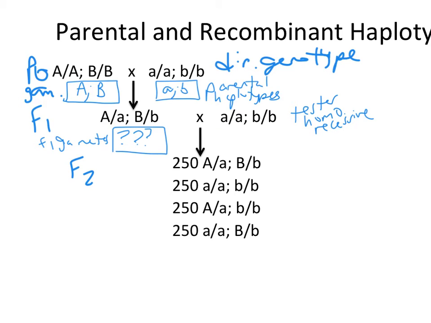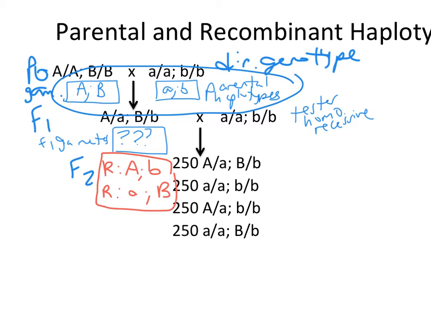So if the parental haplotypes are up there underneath the P0s, what are the recombinant haplotypes? If big A and big B together are parental, and little a and little b are parental, what are we going to look for in the F1's gametes that would be recombinant? Big A, little b. Has to be, so if there's a big A with a little b, that's a haplotype that's not present in the P0 generation. What's the other one that we're missing? Little a, big B. So those are the recombinant haplotypes.